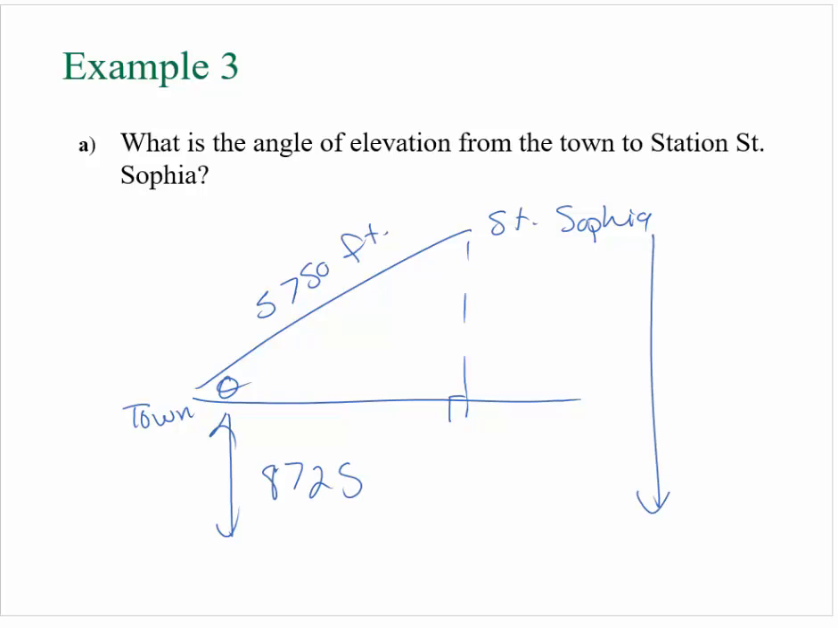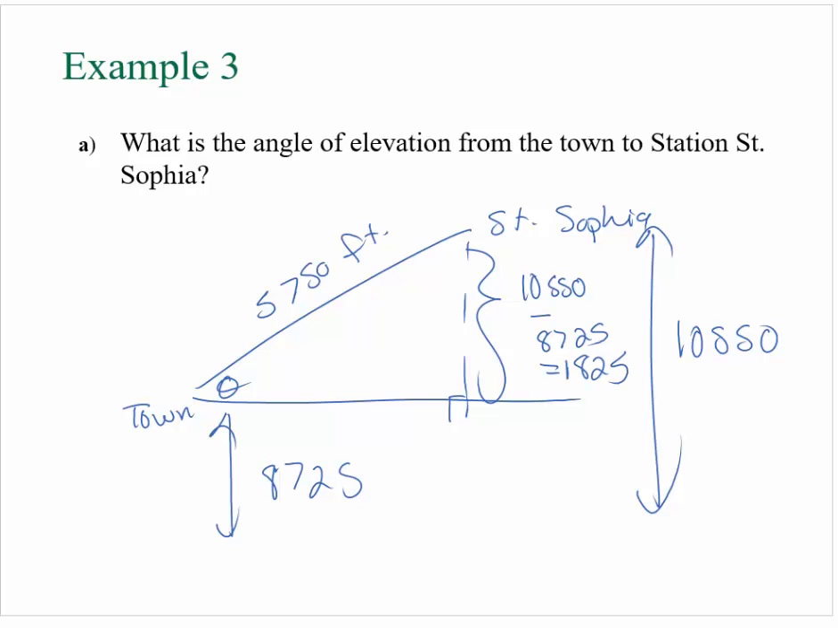So that means that if this town is already starting at 8,725, and then all the way up to St. Sophia is 10,550, that means that this is going to be the difference. And that is 1,825. So now we have our opposite and our hypotenuse.